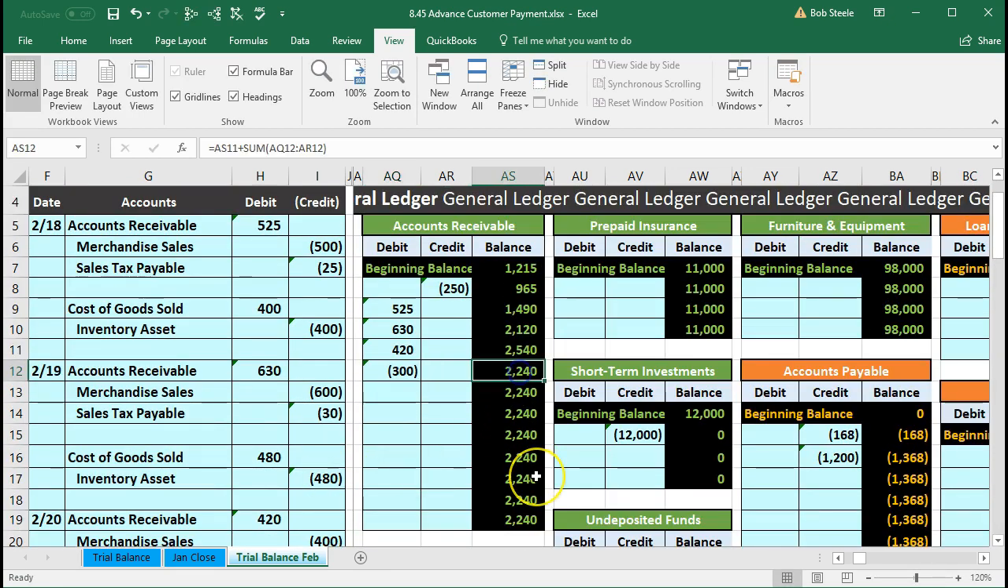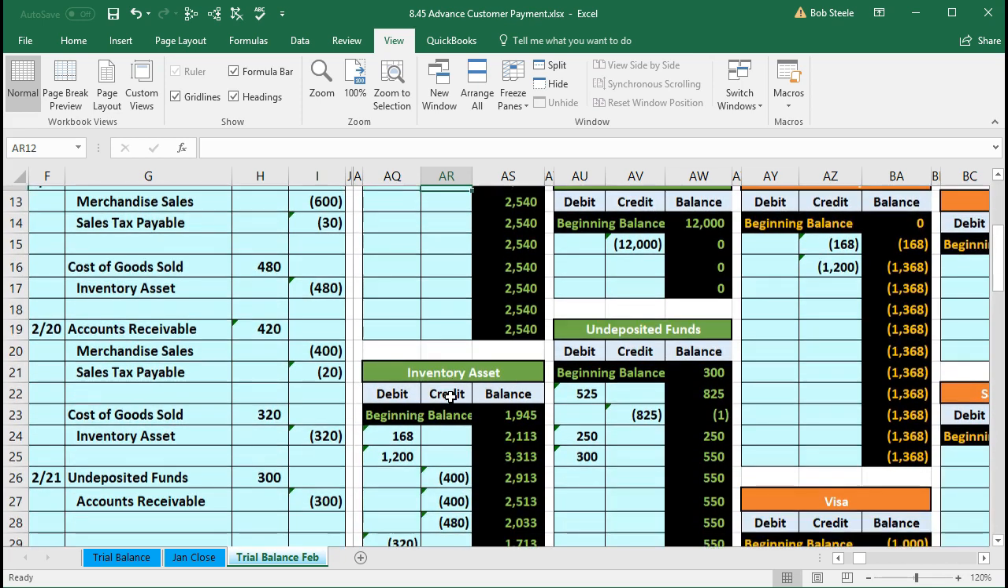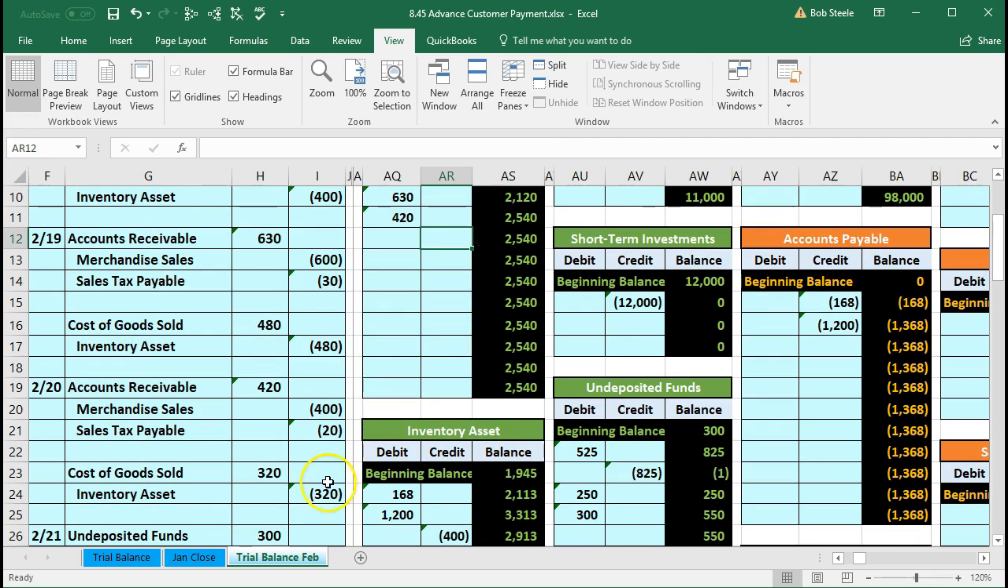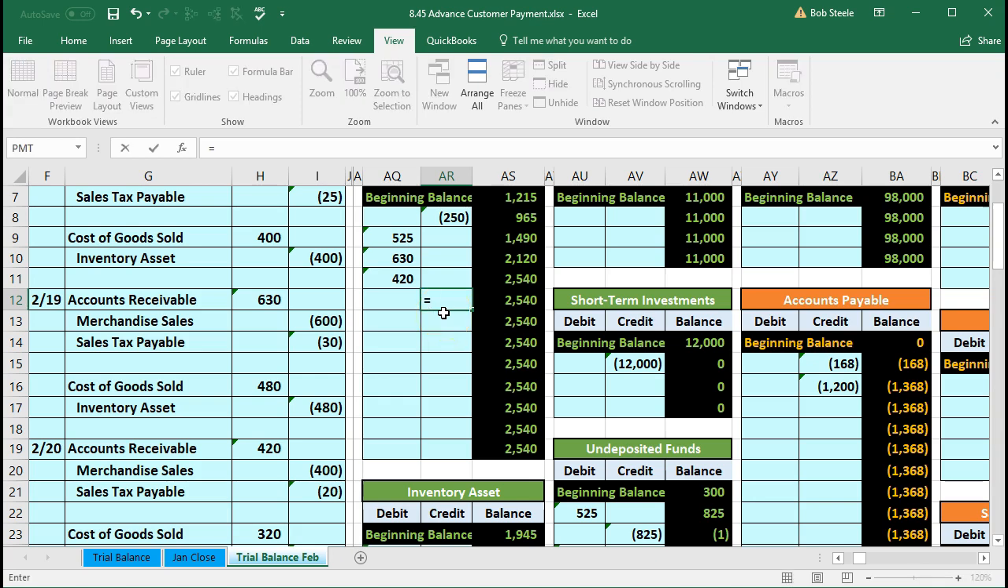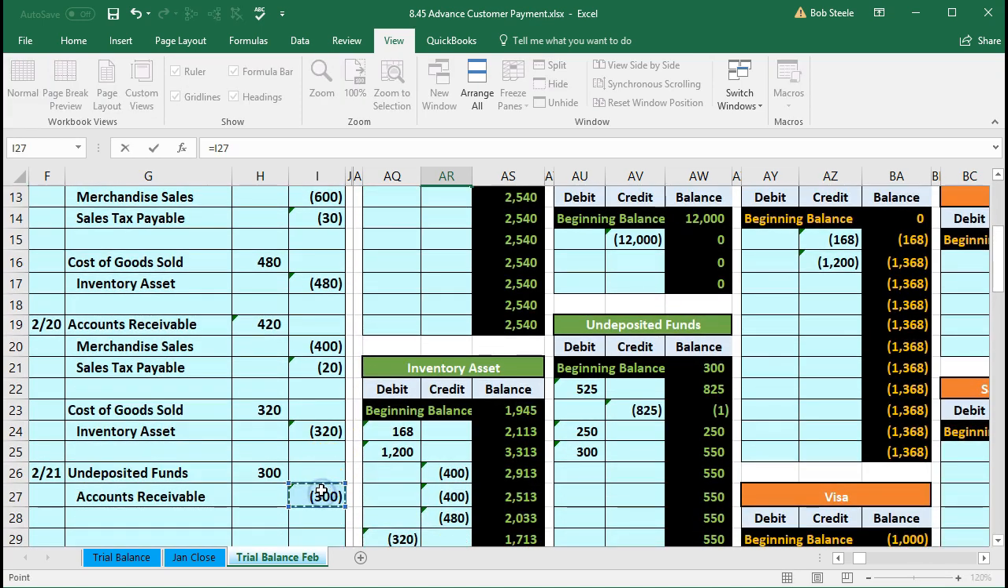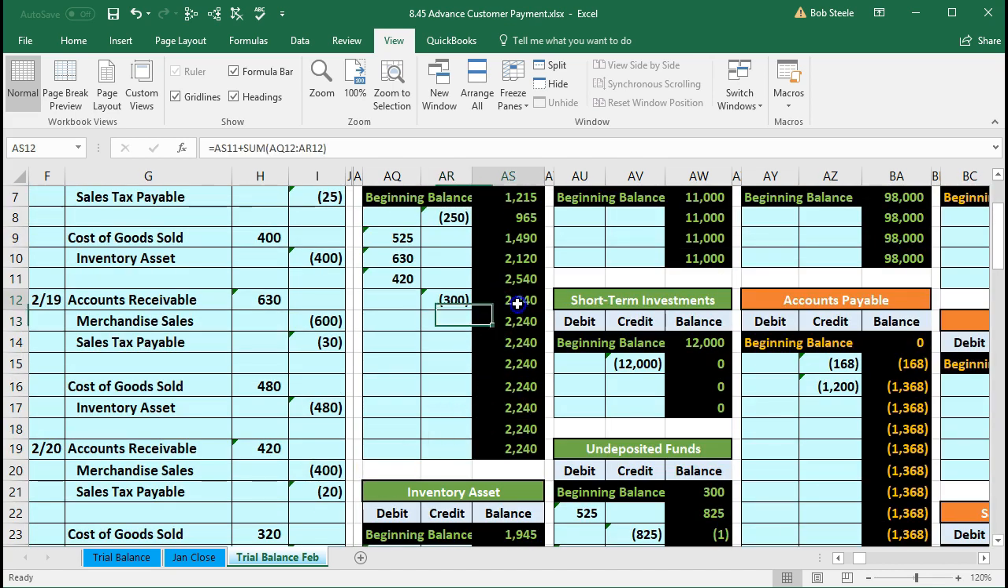Brings the balance to 2,240. Oh, wait a sec, we put that on the debit side. It should be on the credit side. Note the balance is correct, but to be perfectly correct, this should be on the other side. So I'm going to delete that and redo that to make it look right. So we're on the credit side. We're actually on AR12. We're going to be on AR12, scroll down just a bit, and pick up that 300. Equals, scroll down just a bit, pick up that 300, and enter. So we are still at 2,240, but that is in the proper place now.